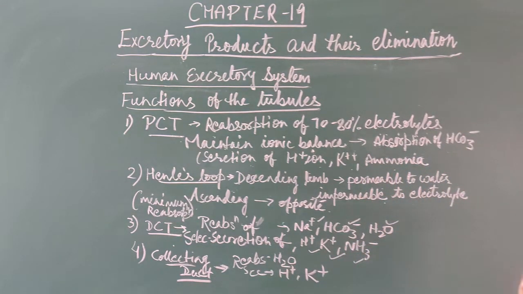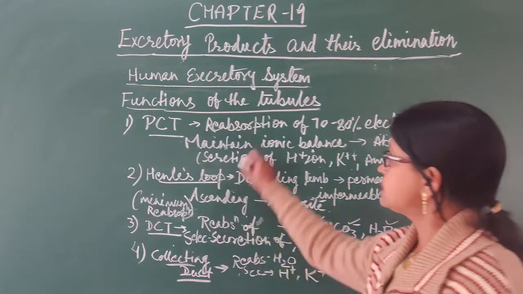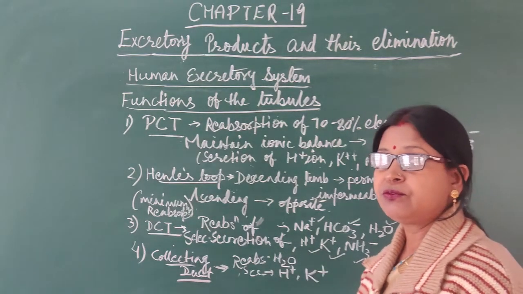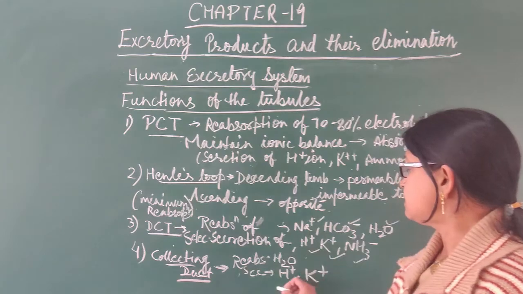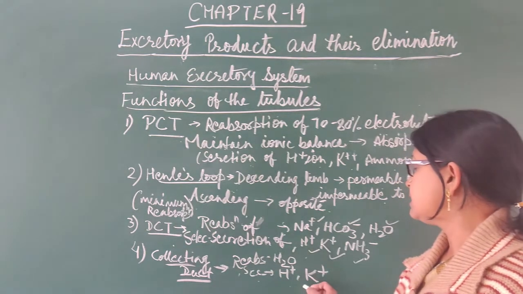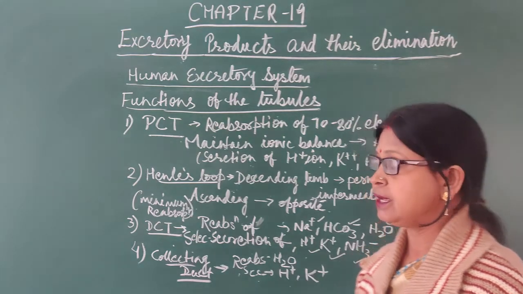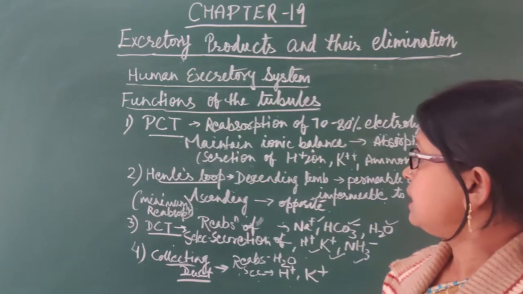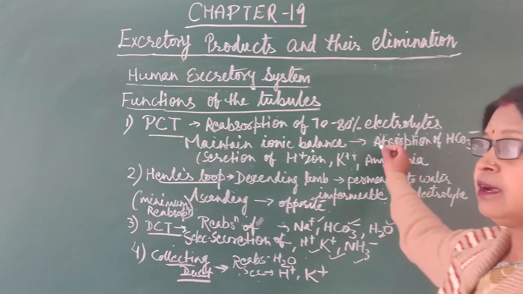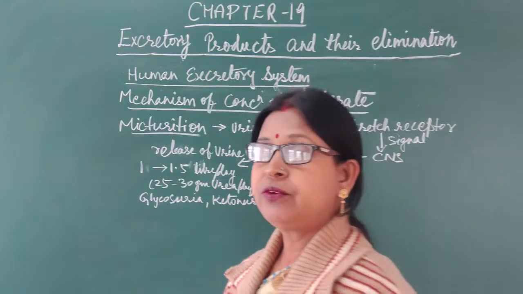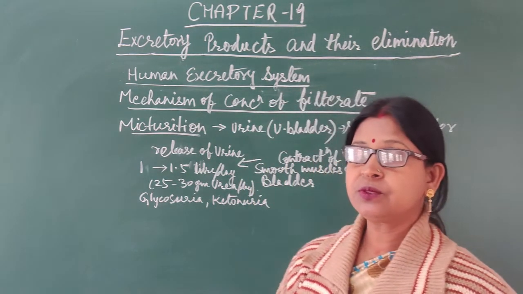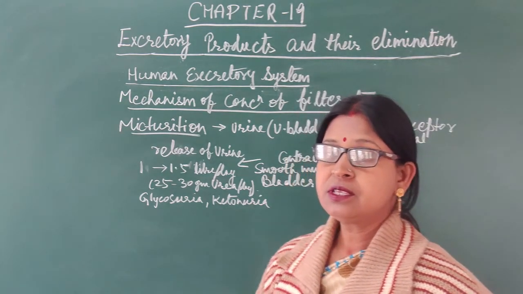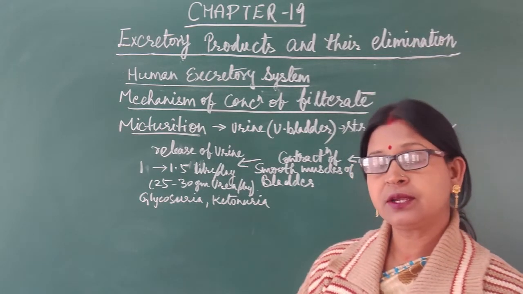Now next is the collecting duct. The last portion of this tubule is involved in reabsorption of maximum amount of water to make the urine concentrated. Then it is also involved in secretion of a small amount of potassium ion, then hydrogen ion, and in this way the tubular portion of this nephron helps in maintaining the ionic balance. As we know, humans are terrestrial organisms, so they can't afford that extra amount of water is eliminated from the body, so urine concentration is required.